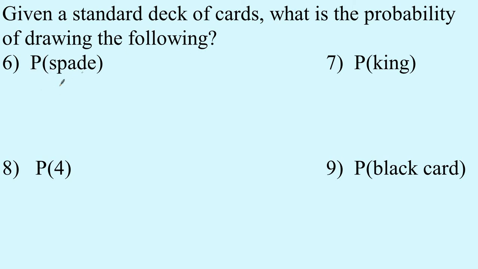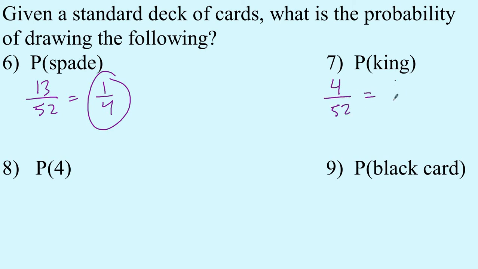So the probability of getting a spade, well, that's a suit. There are 4 suits in a deck of cards. So there are 13 spades out of 52 cards, so 1/4. For each suit, there is a king, so there are 4 kings out of 52. So that's 1 out of 13. 1 king for every 13 in a suit. You can think of it that way too.